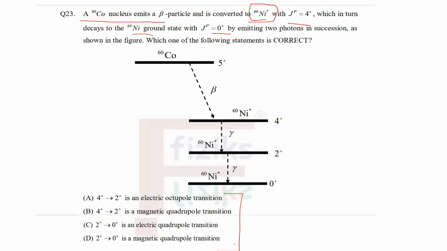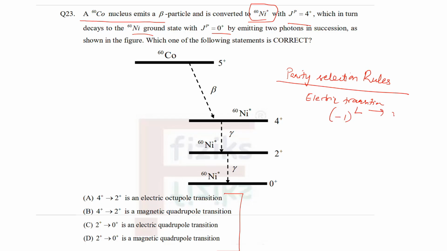Okay, some transition is there, electric transition and magnetic transition. For electric and magnetic transitions there are some rules, right? There are some parity selection rules. We should keep those rules in mind for solving this question. For electric transition, the parity will be minus 1 raised to the power L, where L is angular momentum. And for magnetic transition, it will be minus 1 raised to the power L plus 1.